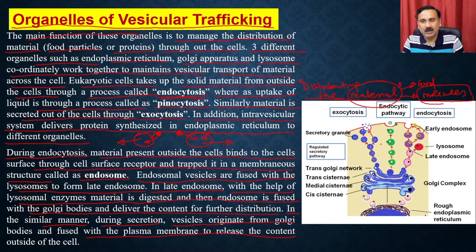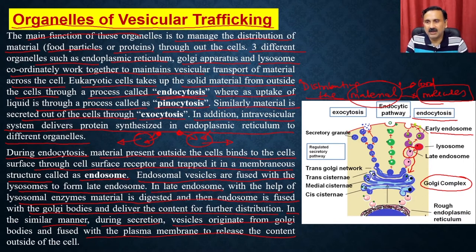We have shown all three processes. One is endocytosis. If it is a food particle, it is going to be taken up inside. It is going to be engulfed, right? And then it is first present in the early endosomes. When these early endosomes fuse with the lysosome present in the cytosol, they form the late endosome. Then these late endosomes fuse with the Golgi complex, and the Golgi processes the material taken up from outside. That is how it is delivered to the rough endoplasmic reticulum, or given to the other organelles.